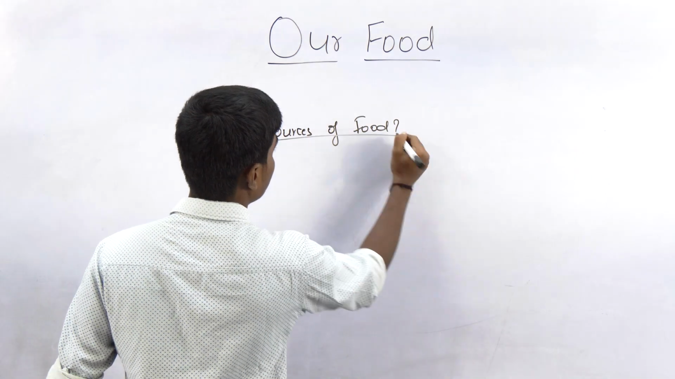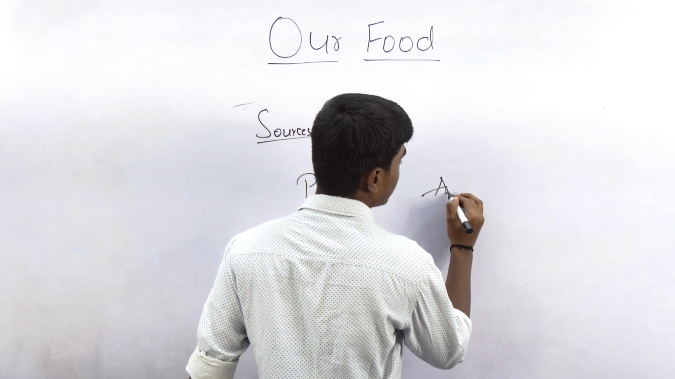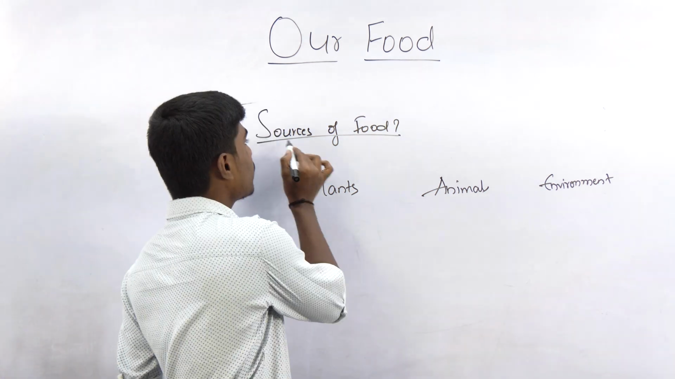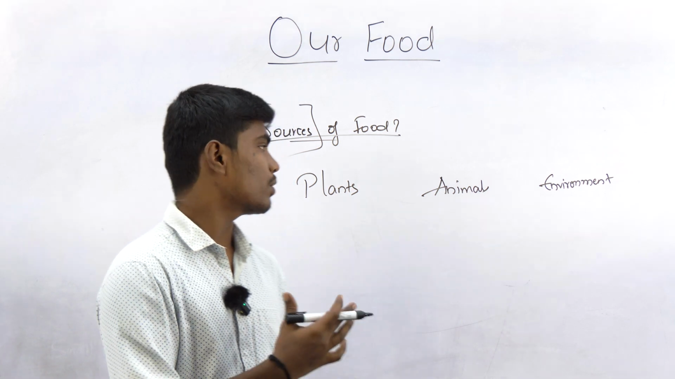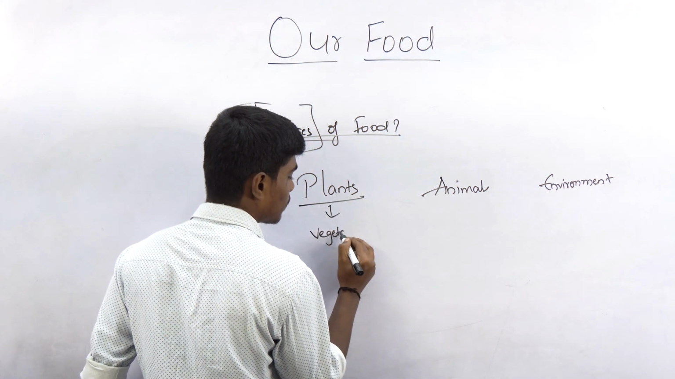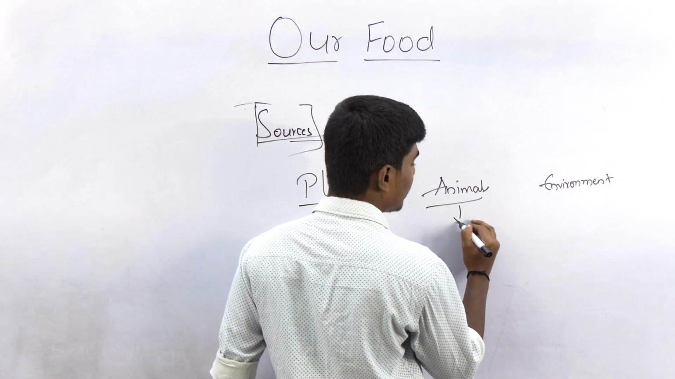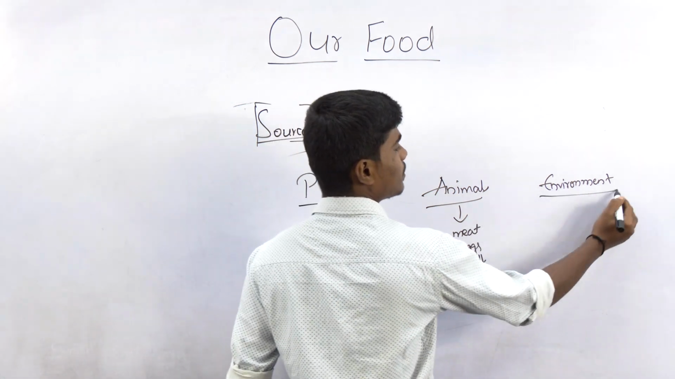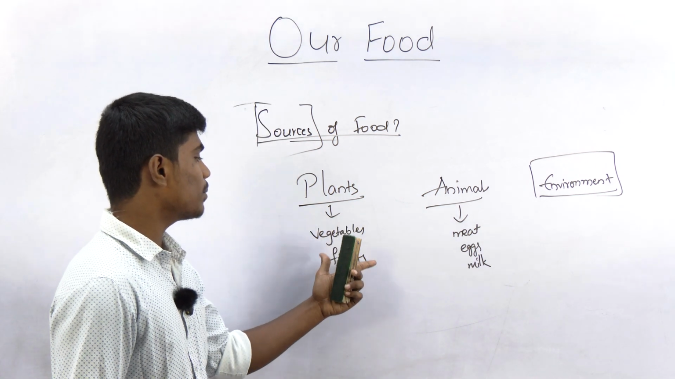Generally, the sources of food are plants, animals, and environment. These are the food sources. What do sources mean? The places from where we get food are called sources of food. From plants we get vegetables, fruits. From animals we get meat, eggs, milk. Let's discuss environment afterwards. In plants we get vegetables and fruits.